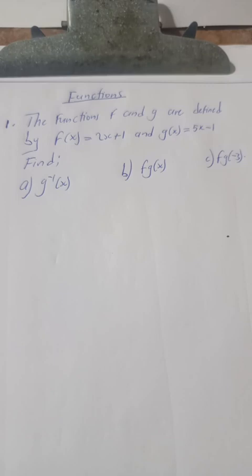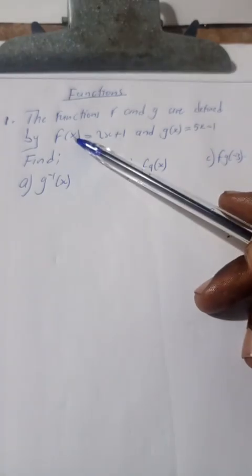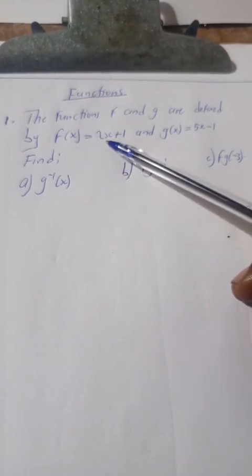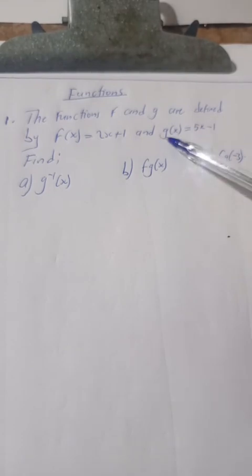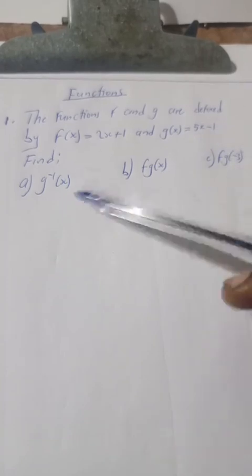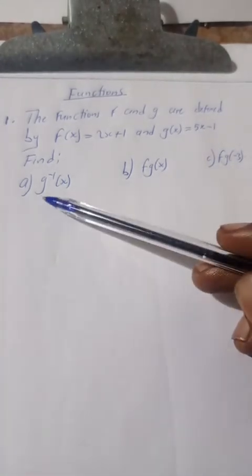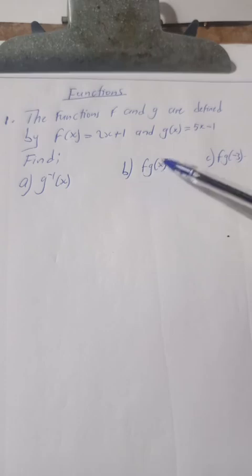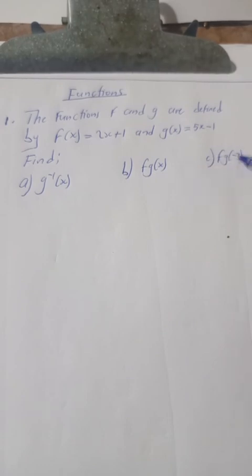So the question says the functions f and g are defined by f of x. This is how you read this one. You say f of x is equal to 2x plus 1 and g of x is equal to 5x minus 1. Then they said find, on A, the inverse of g, on B the composite function, and on C the simplest composite function where we are putting in -3 where we have x.